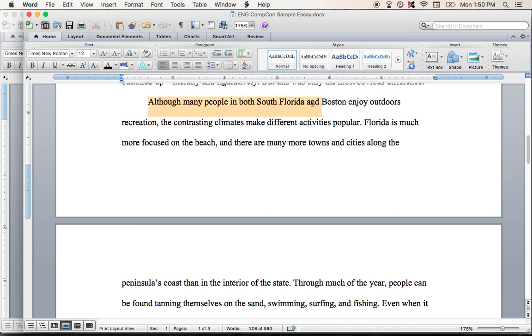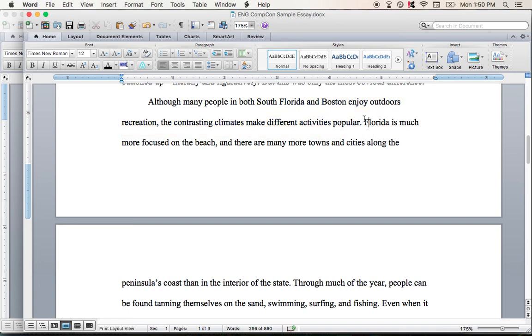Although many people in both South Florida and Boston enjoy outdoors recreation, the contrasting climates make different activities popular. So, here we actually have a similarity, a comparison, not a contrast. Many people in both places enjoy doing fun things outside, outdoors recreation. But, or although that is true, the climates are different, and that makes different activities popular. So again, this is the topic sentence of the paragraph. It gives the main idea of the paragraph, which is that people in these two places tend to do different kinds of outdoor activities because the climates are different.